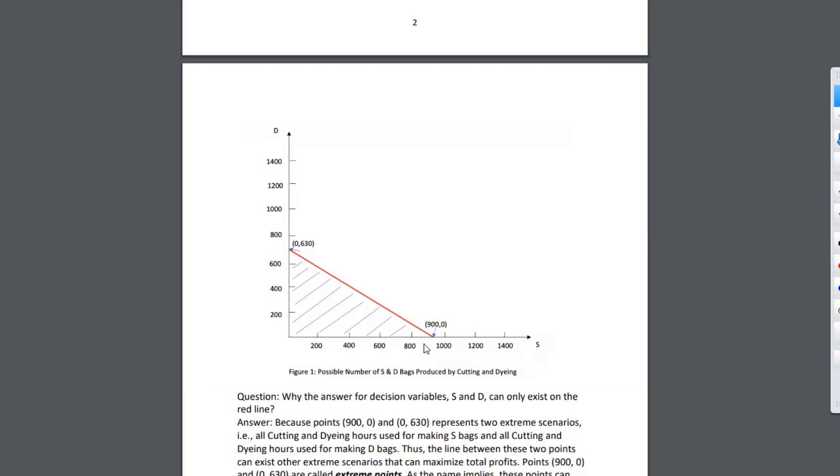Anything in the shaded area, including the straight line, could be a possible combination of standard bags and deluxe bags produced by cutting and dyeing. They will never exceed this straight line, this red line, right? I could have other combinations of S and D. They could be in the shaded area.